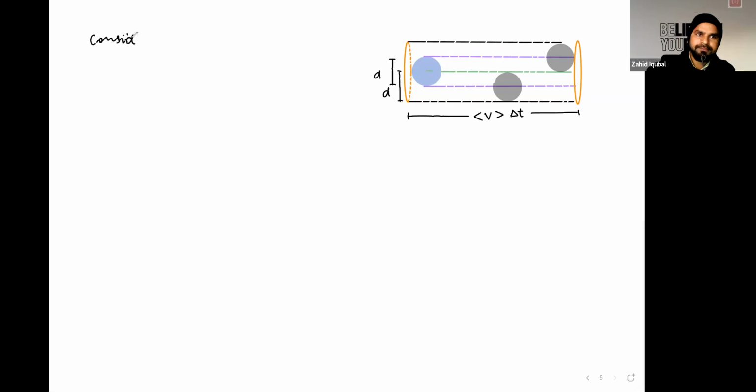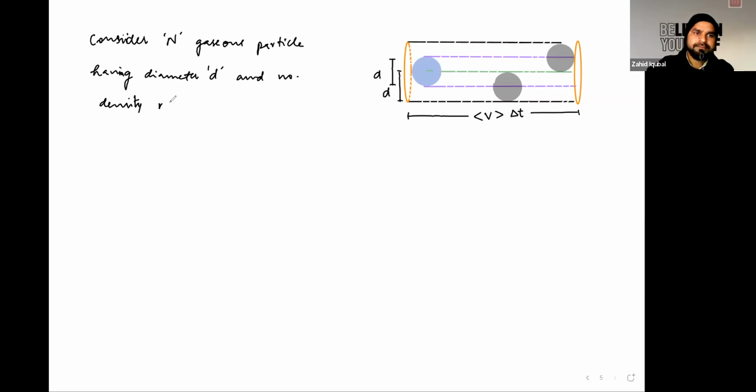Consider a gaseous particle having diameter d and number density small n, in which only one of the particles is moving and the rest of the whole term is constant. Only one particle is moving.